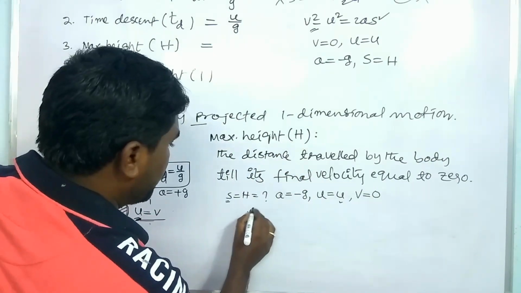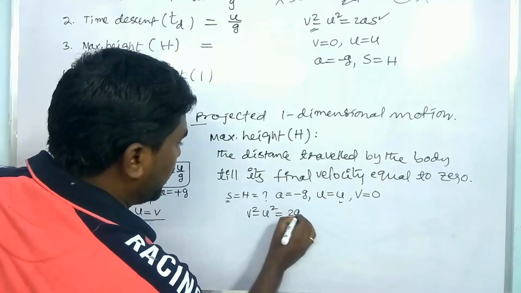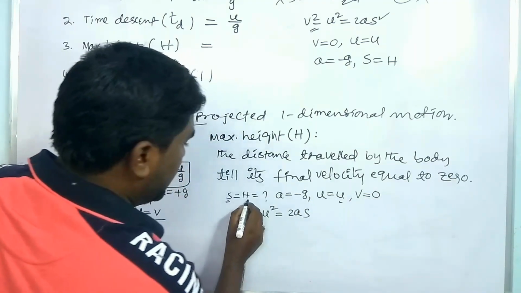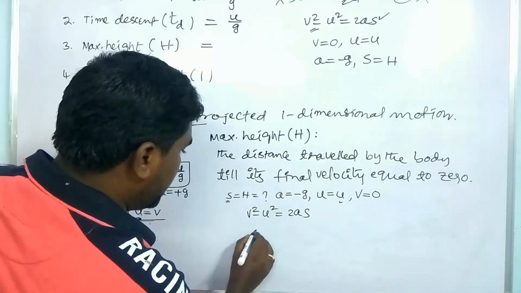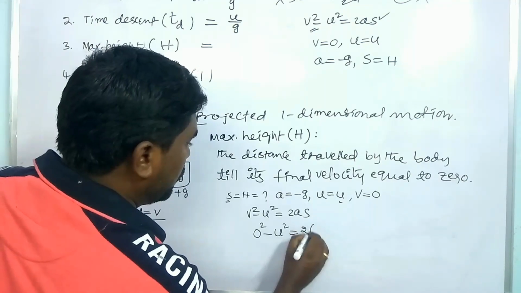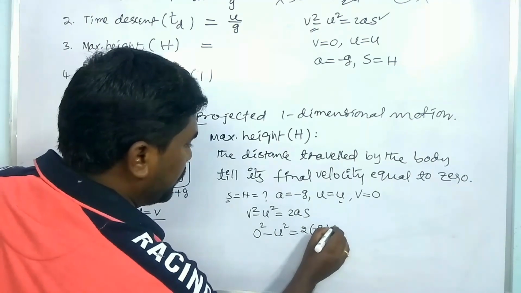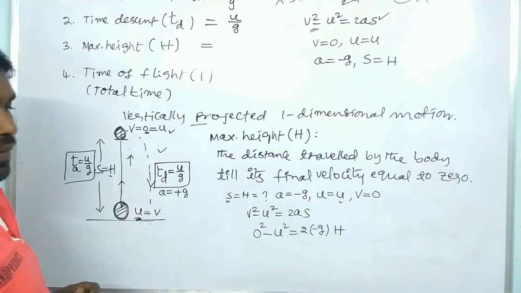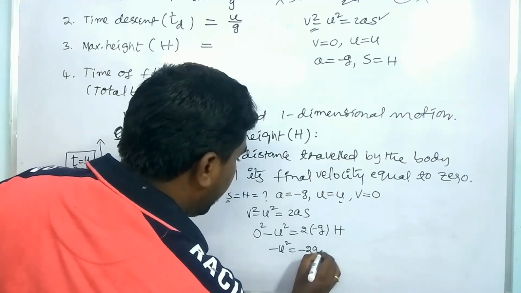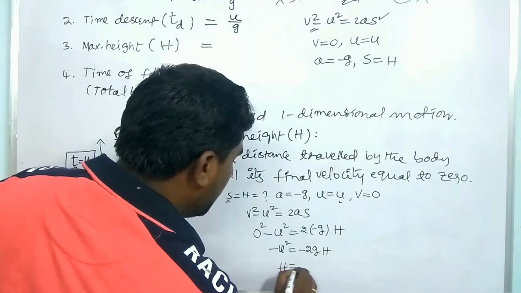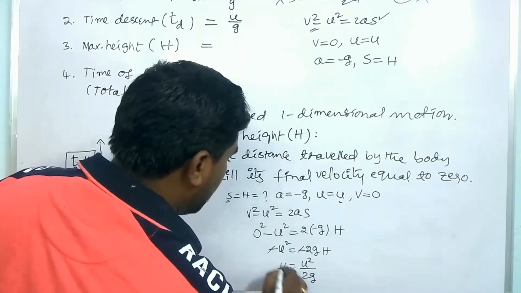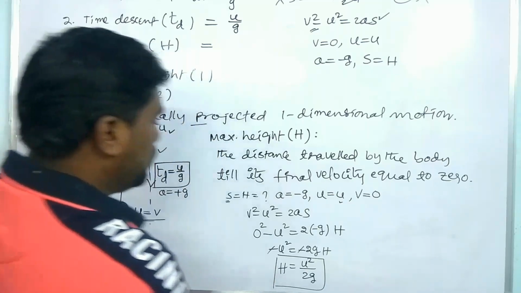So v square minus u square is equal to 2as. S is nothing but capital H, where v square is 0 square, minus u square, equals 2 into a, which is minus g, into s, which is capital H, right? It is minus u square equals minus 2gH, where capital H is equal to u square by 2g, as the minus gets cancelled. So capital H is equal to u square by 2g.